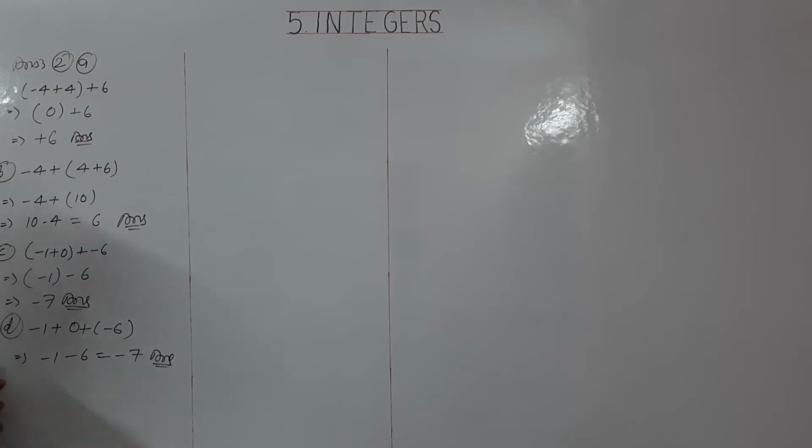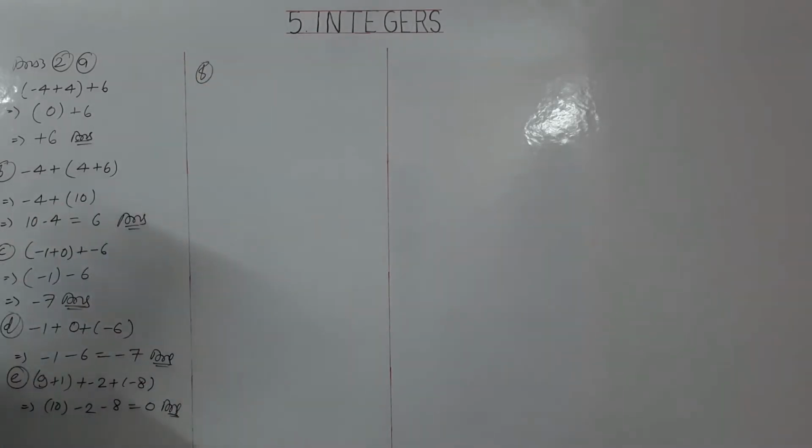Now solving part E. 9 plus 1 plus minus 2 plus minus 8. So 9 plus 1 is 10 inside the bracket, plus minus 2 plus minus 8, it means 10 minus 2 minus 8 is 0. So 0 is the answer.